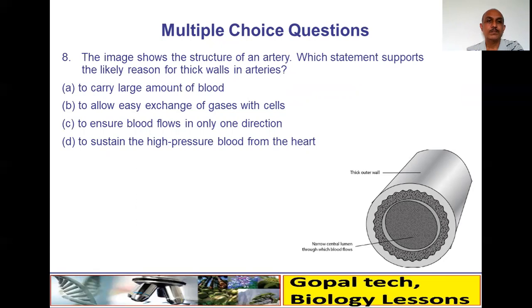Yes. Always you pause, write, then check. So the correct answer is to sustain the high pressure blood from the heart. That is what we call systolic pressure. And the systolic pressure is around 120 millimeter of mercury when you measure it through a sphygmomanometer.